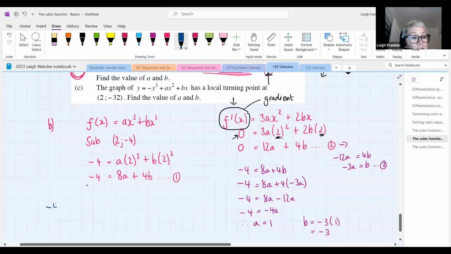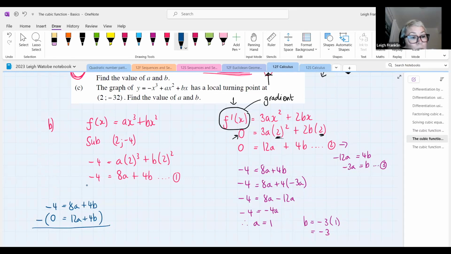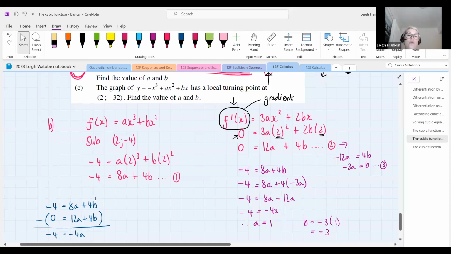You've got negative 4 equals 8a plus 4b. You've got 4b over there, so you go 0 equals 12a plus 4b. So we want to eliminate our b terms. Because the signs in front of our b terms are the same, we're going to eliminate by subtracting. So we're going to say minus 4 minus 0 gives us negative 4, and 8a minus 12a gives us negative 4a. Can you see we end up with the same answer? So no problem at all. I love elimination, especially in these sorts of questions. Okay, no problem at all.